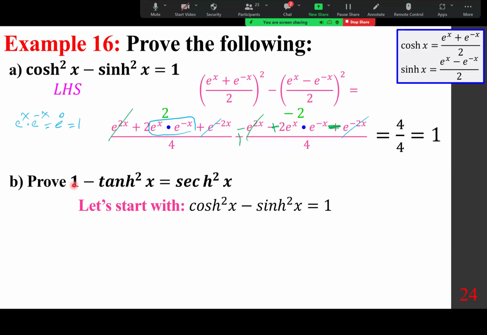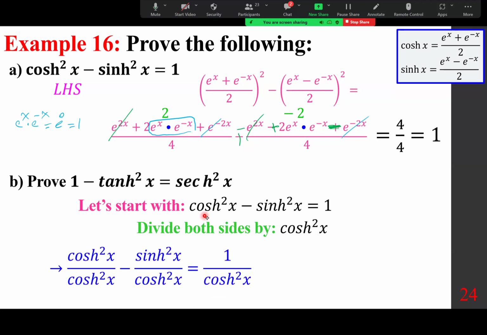And now since we want this to be 1, let's divide by this. Let's divide by cosh squared, everybody. It's very simple. So what happens? This one changes to 1. Sinh over cosh is hyperbolic tangent. So minus hyperbolic tangent squared. 1 over cosh is hyperbolic secant. So 1 over cosh squared is hyperbolic secant squared. So pretty straightforward, everybody.